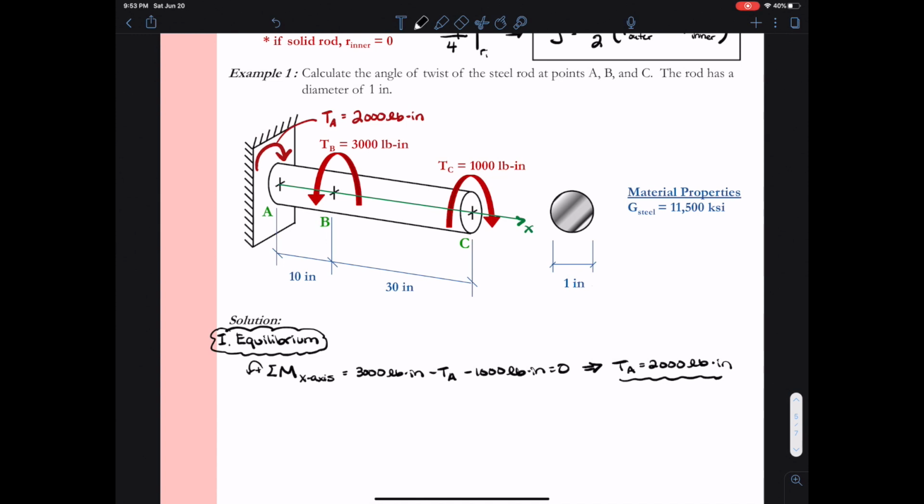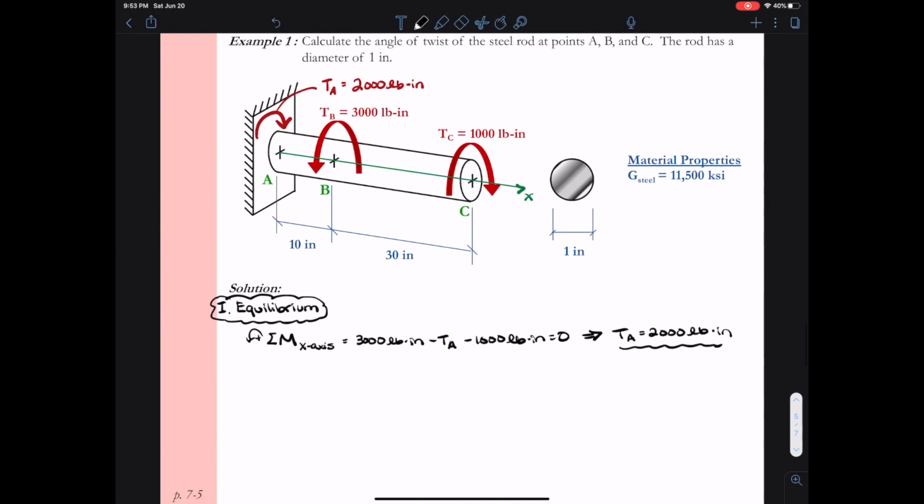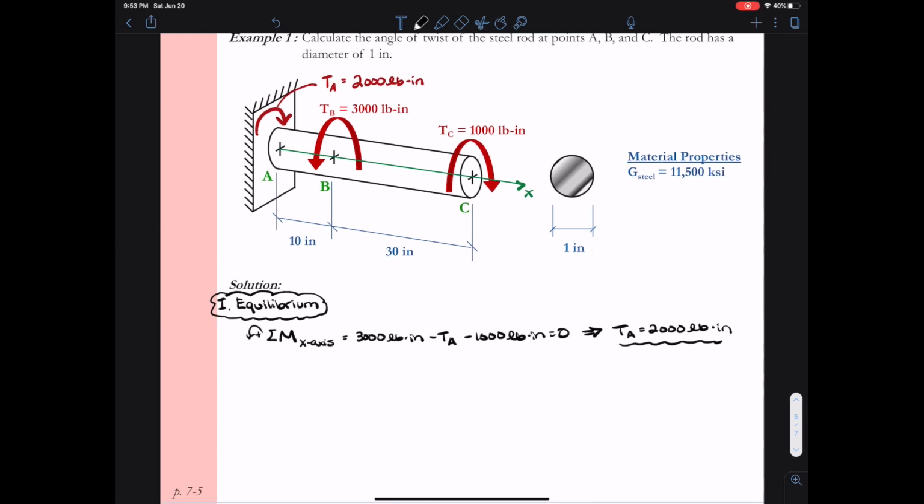Once we've solved for the torque at A, we can go ahead and draw a torque diagram for rod ABC. So I'll draw my torque diagram along the x-axis once more, and I'll label points A, B, and C along this diagram. When drawing my torque diagram, I wish to use my rules. So if you go back to the first video of this lesson, you'll see that we developed some rules.